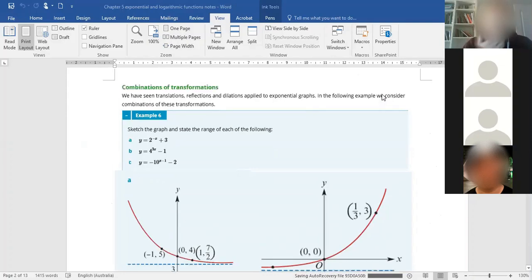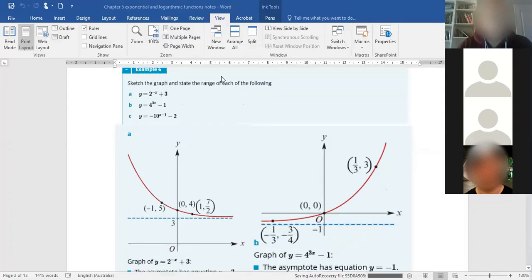Okay, combinations of transformations. Even though I've got all the answers on here for you, I'm going to do them separately as well. Sketch the graph and state the range of each one. Let me give myself some room here, and I will do the first one completely in green.